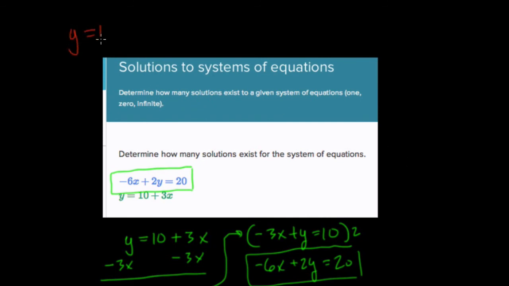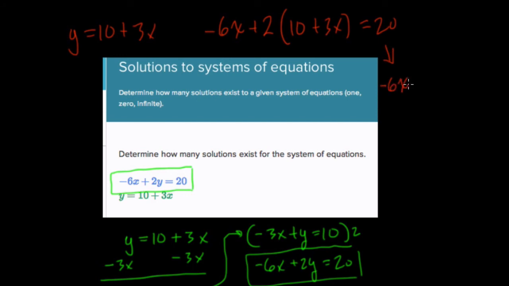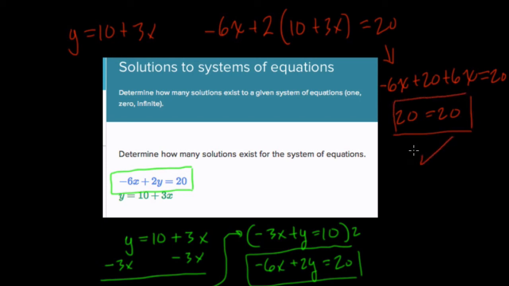We have y equals 10 plus 3x. In the other equation, we have negative 6x plus 2y equals 20. Well, I'll plug in 10 plus 3x for y. So if we simplify this, we get negative 6x plus 20 plus 6x equals 20. 6x and negative 6x is 0. We get 20 equals 20. We can try subtracting 20 from both sides or do whatever at this point, because now both sides of the equation are always going to be equal. This is always true.